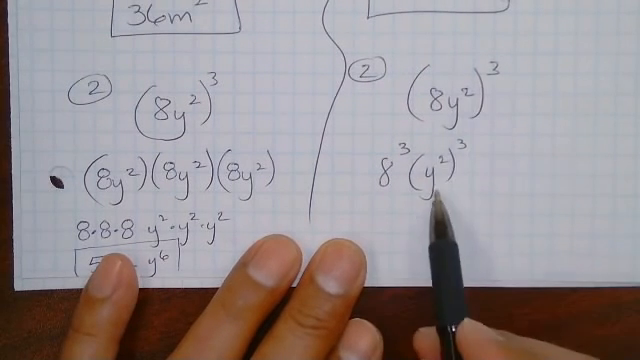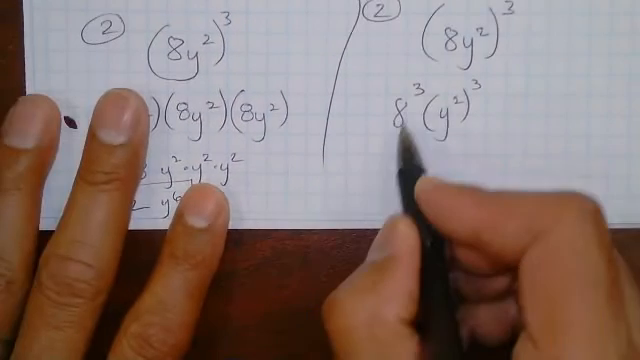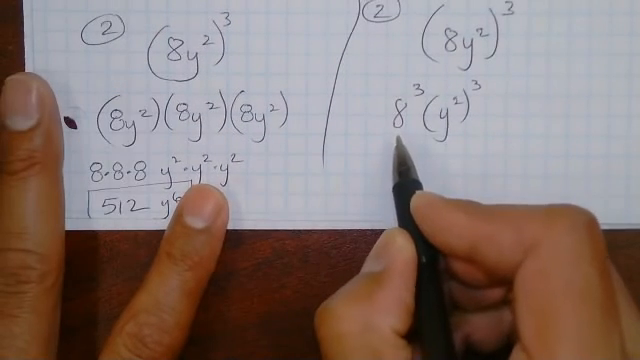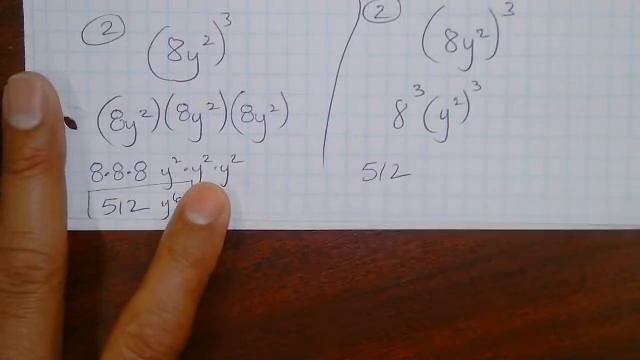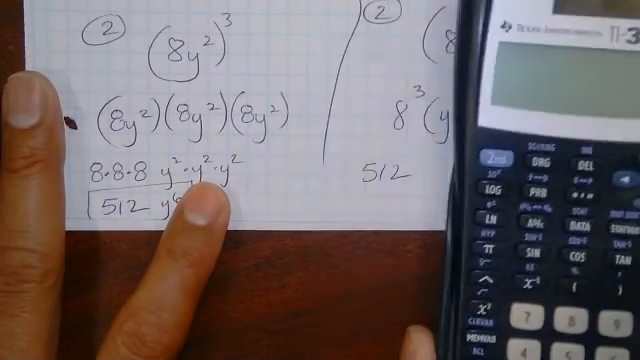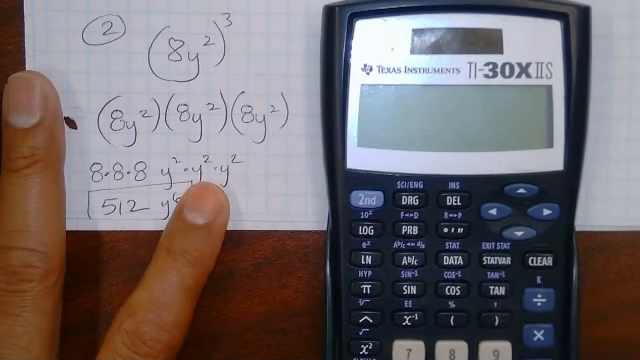The 8 gets to the power of 3, and the y squared gets to the power of 3. What is 8 to the power of 3? Oh, 8 times 8 times 8. 512. Do you guys know how to use the exponent key on your calculator?